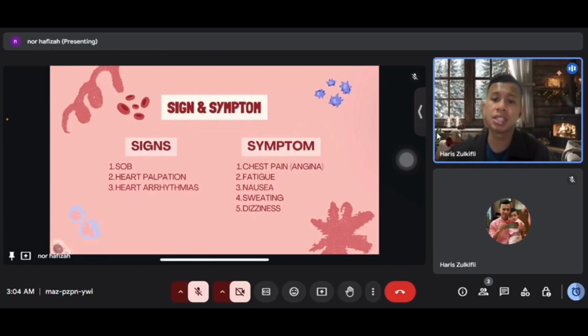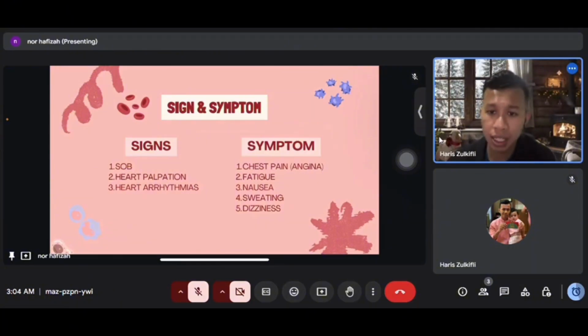Another symptom is chest pain or angina, which is a hallmark symptom of CAD, and can be caused by reduced blood flow to the heart muscle during physical exertion or stress. And next one is fatigue, which is the heart's inability to pump efficiently, leading to a lack of oxygen supply to the muscle and tissue, causing exhaustion.